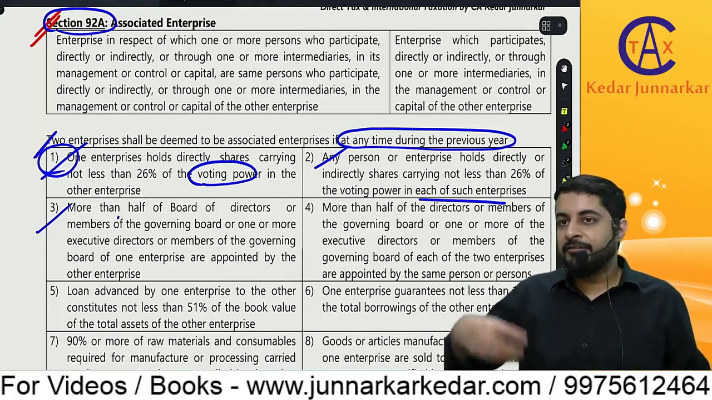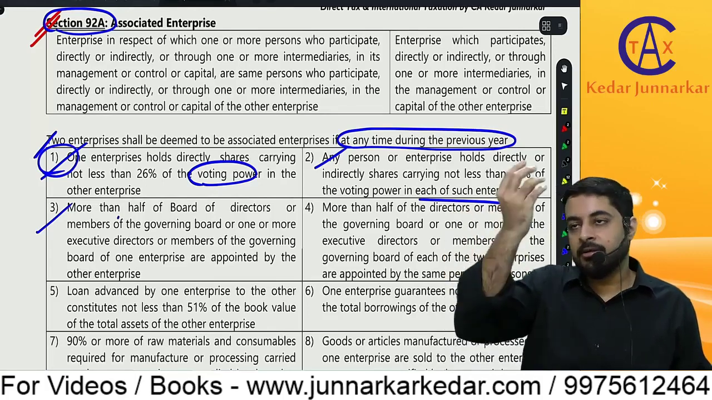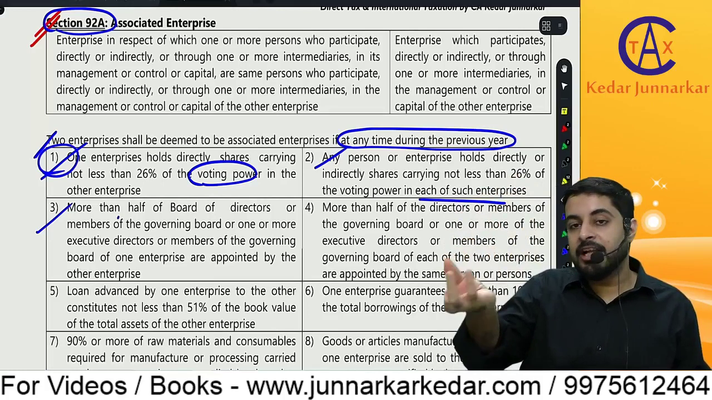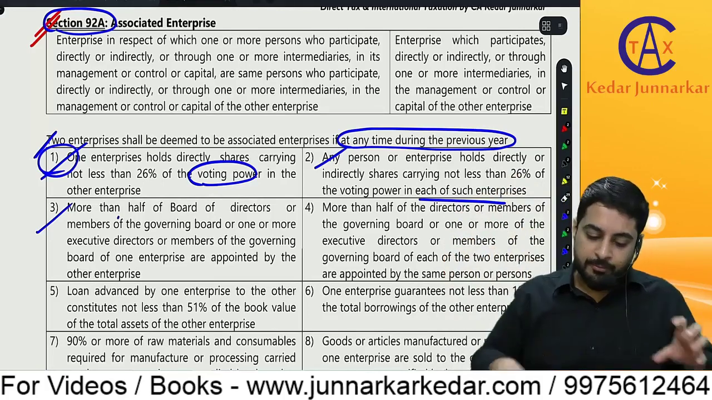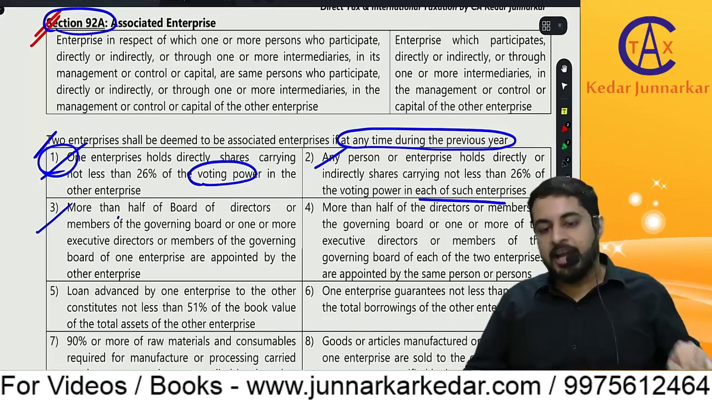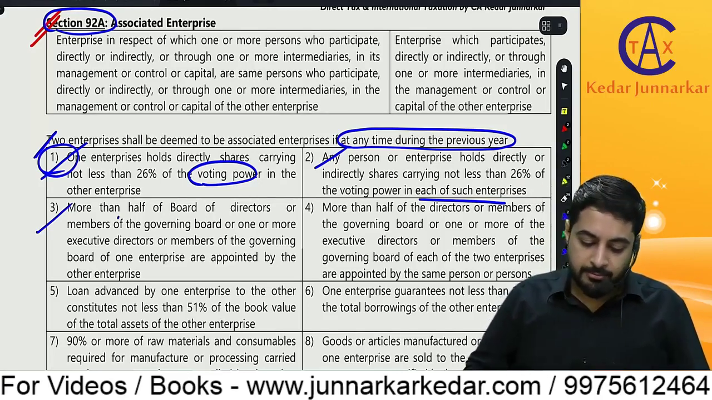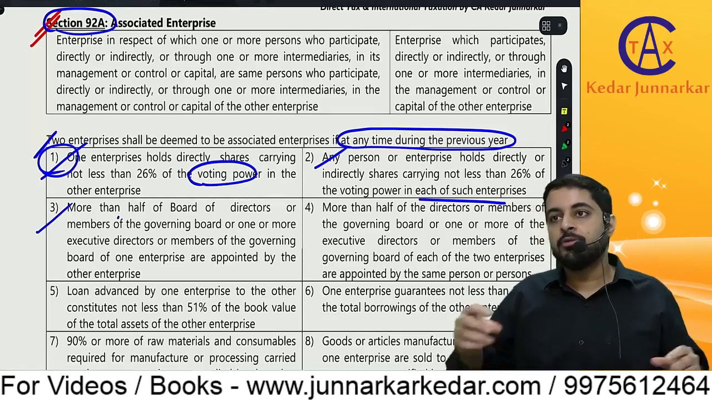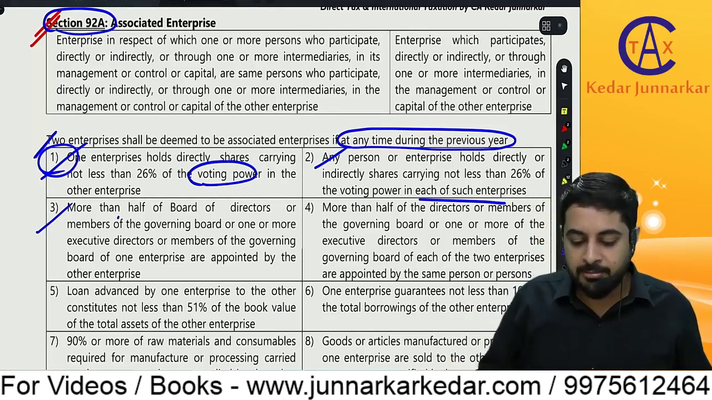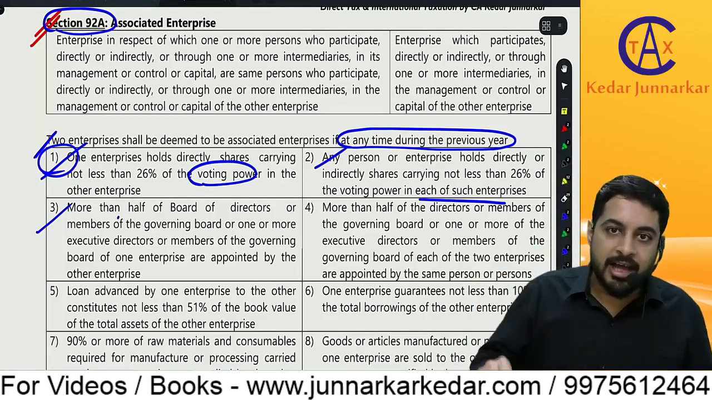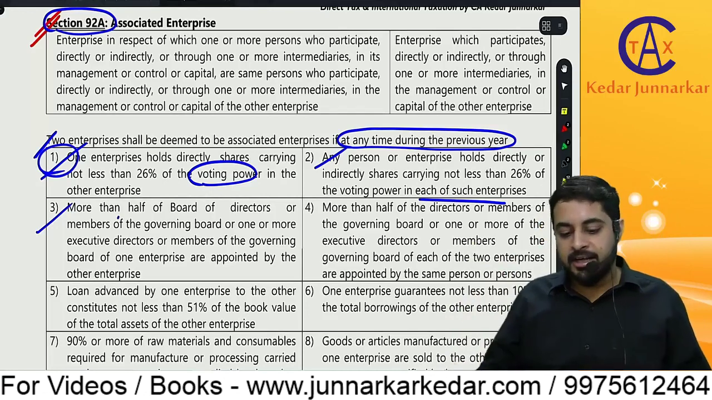So in that case, if X Limited is appointing more than half of the BOD of Y Limited, or one or more executive director or member of a governing board. Executive director means who takes care of the day-to-day management. Either half of the board of directors or one or more executive director is appointed by the other enterprise, then they will be considered as A's.